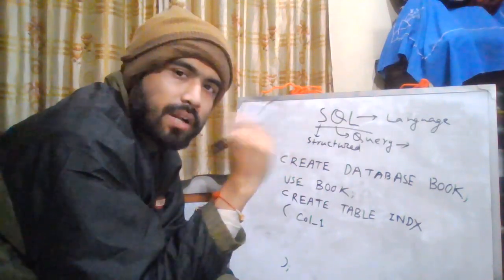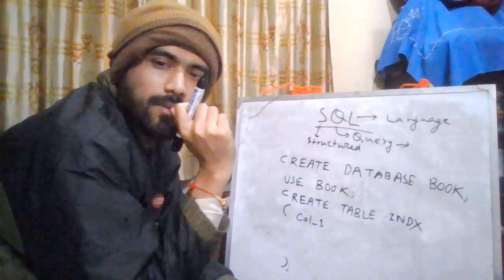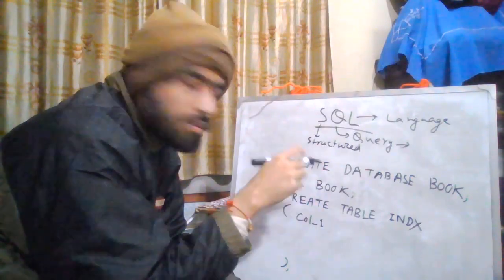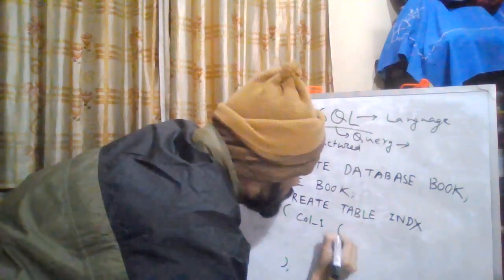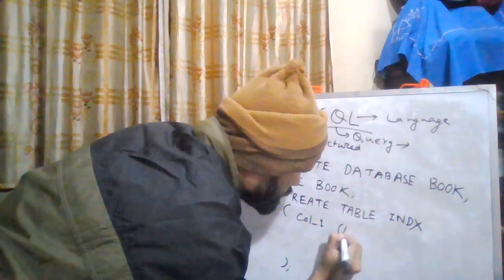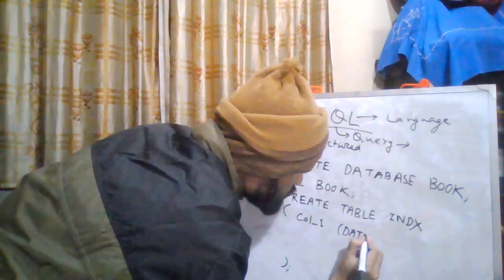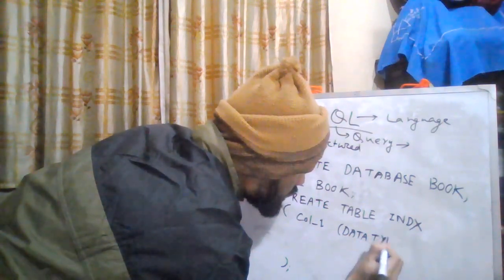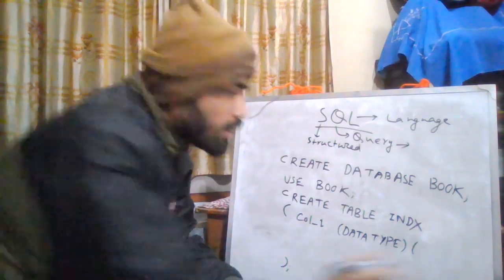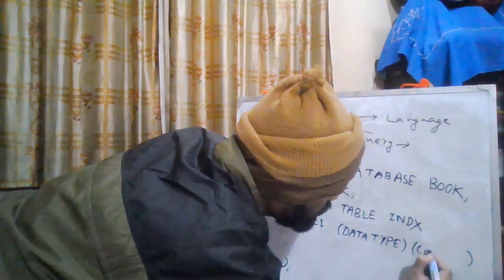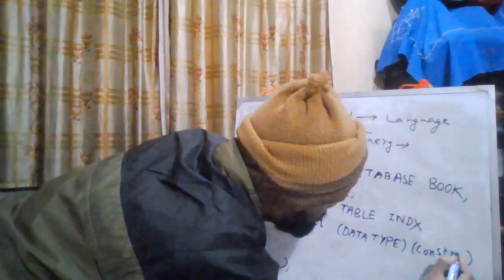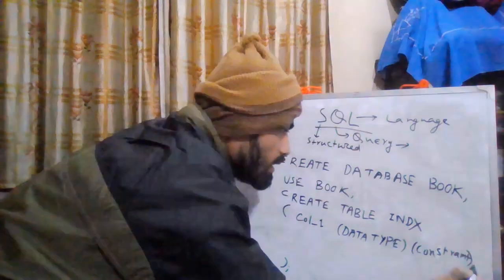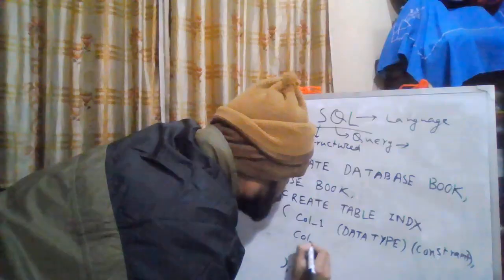So what type of data is it going to be? What type of data is this column 1 going to consist of? That we have to define. So it will be the data type. Data type we have to write. And then we can also write constraints if we want. What is a constraint? I will discuss later on.